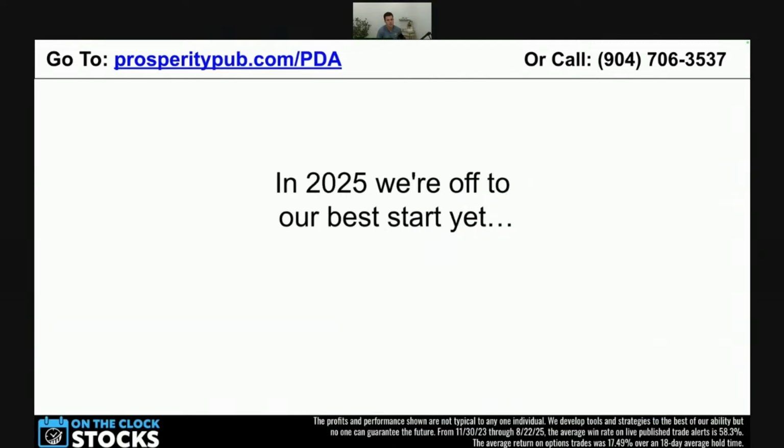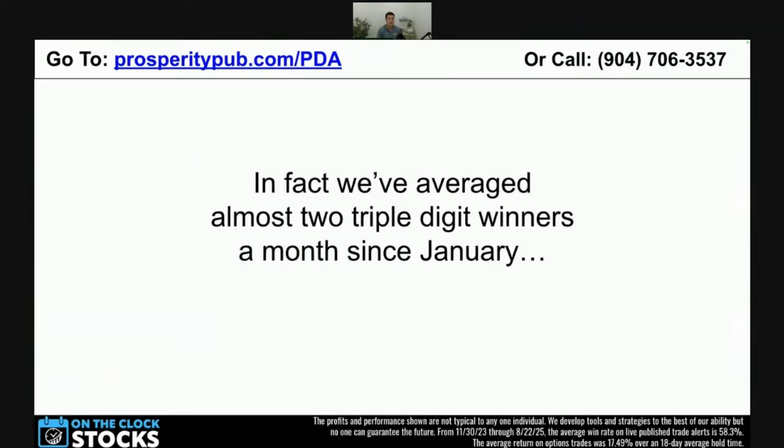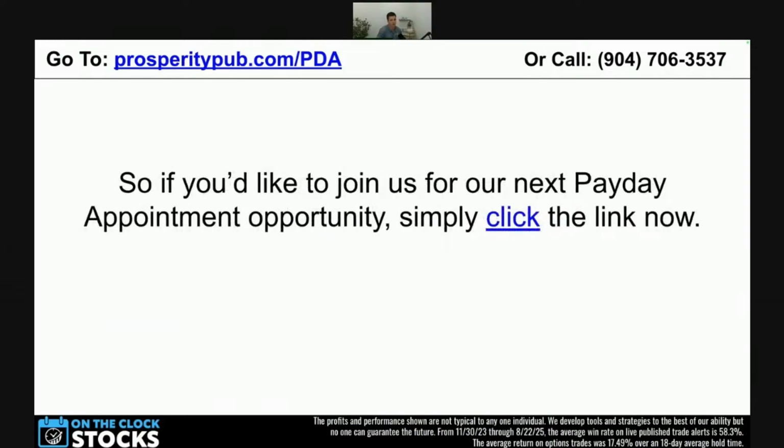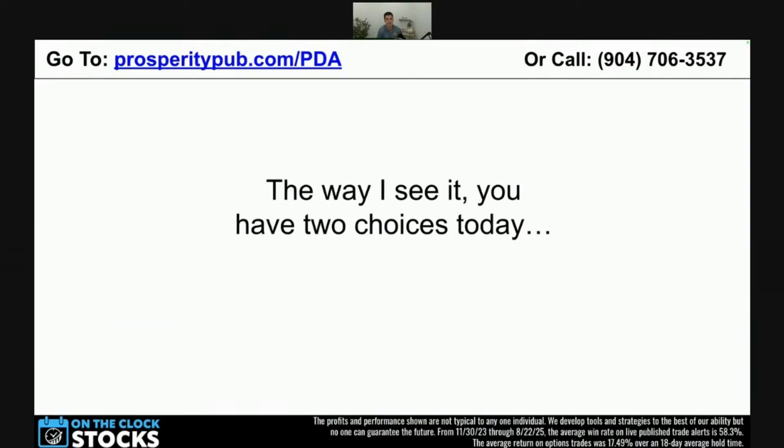Although I would be surprised if that happens because 2025, we're off to our best start yet. In fact, we've averaged almost 2 triple-digit winners a month since January. Think about that. We're averaging 85% return per trade, but we're actually getting about 2 over 100% each month. So if you'd like to join for the next one, click that link in the chat.